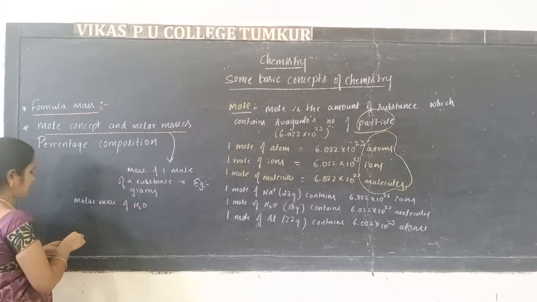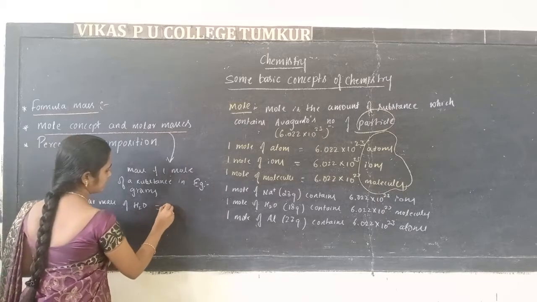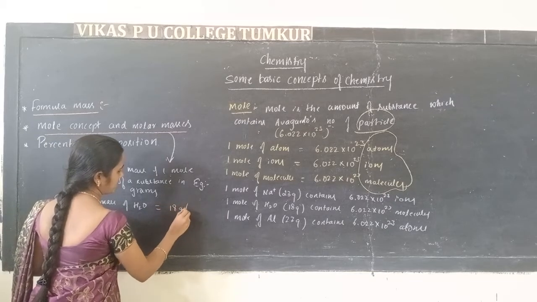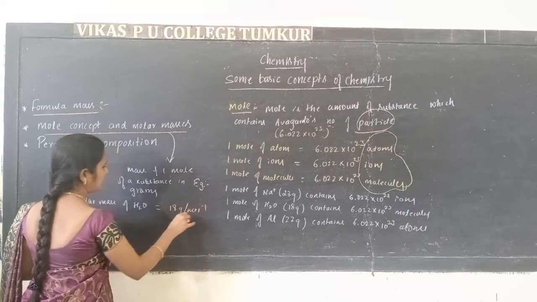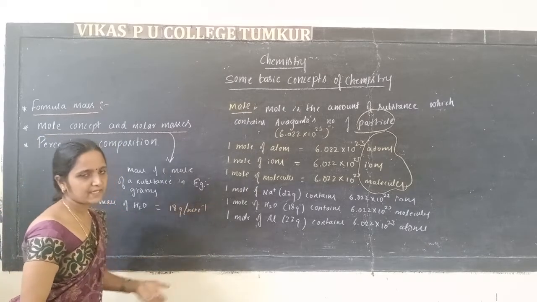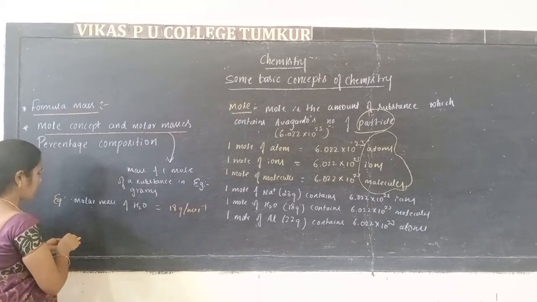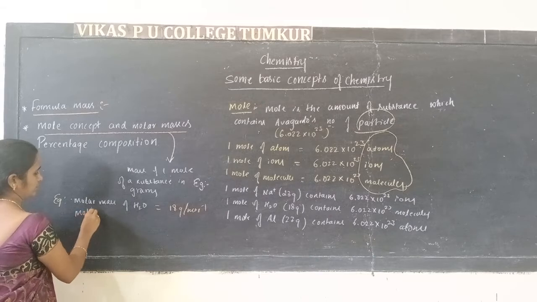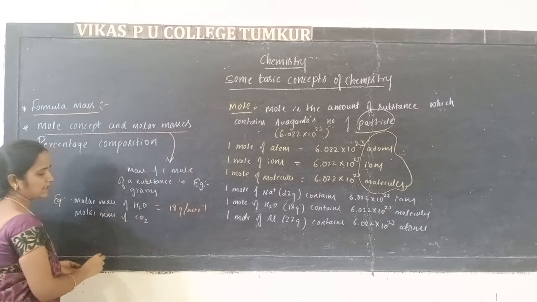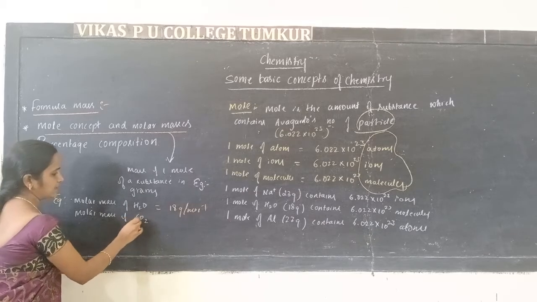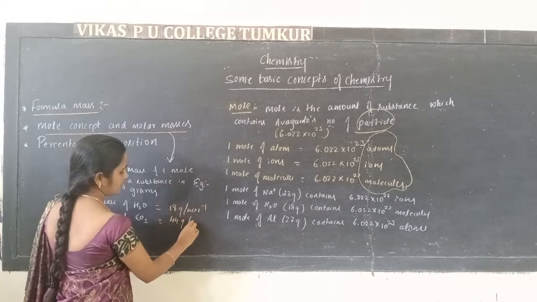We'll take that example for this. Molar mass of water is equal to 18 gram per mole. If you are going to take carbon dioxide, the molar mass of CO2 is 44 gram per mole.